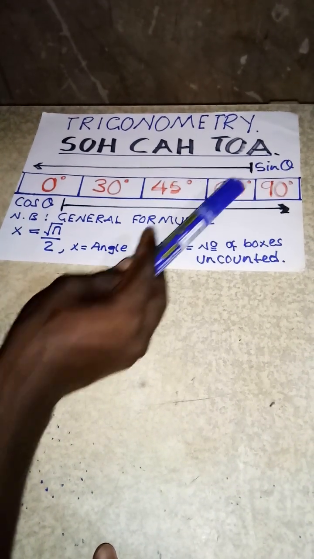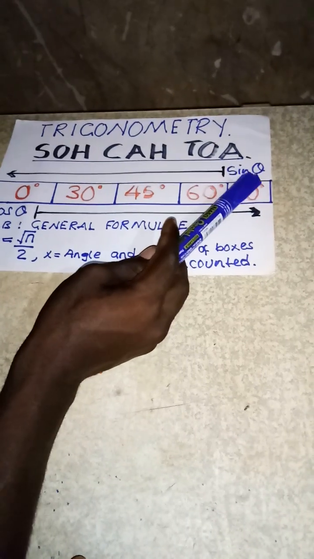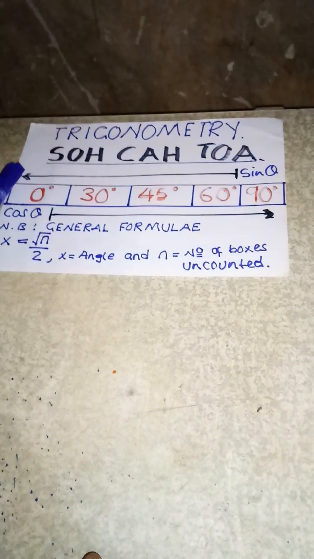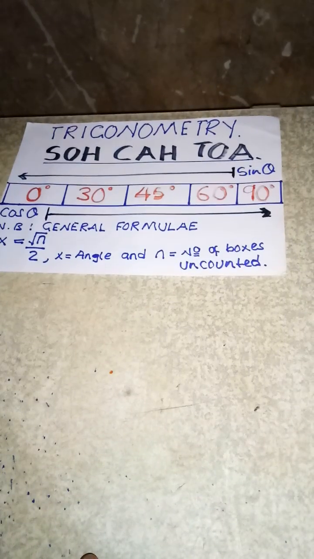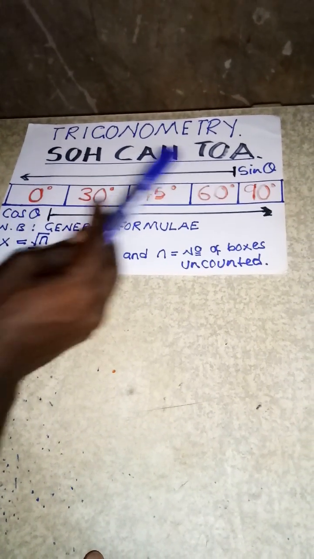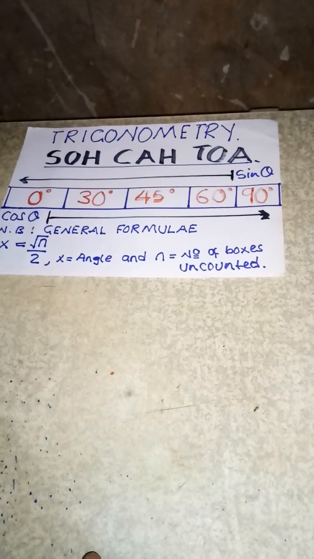When I'm coming from 90 degrees to 0 degrees, moving in this direction, we will be using it to count for sine theta, and moving from 0 degrees to 90 degrees, we'll be using it to count for cos theta.